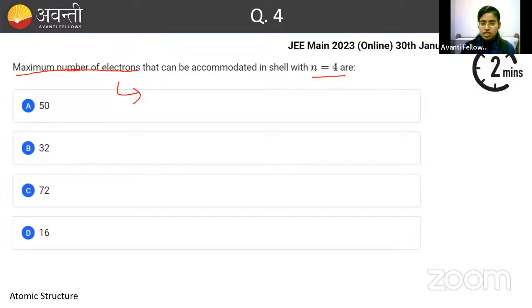Yeah, very good, students. The formula to find out the answer is 2n square. So this is the formula you need to memorize here. To find out the maximum number of electrons that a shell can accommodate, it is 2n square. And here n value is equal to 4. So if I substitute n is equal to 4, I will get 2 into 4 square. 4 into 4 is 16. 16 into 2 is 32. So for n is equal to 4, the value is coming out to be 32. So 32 is the correct answer for this question.